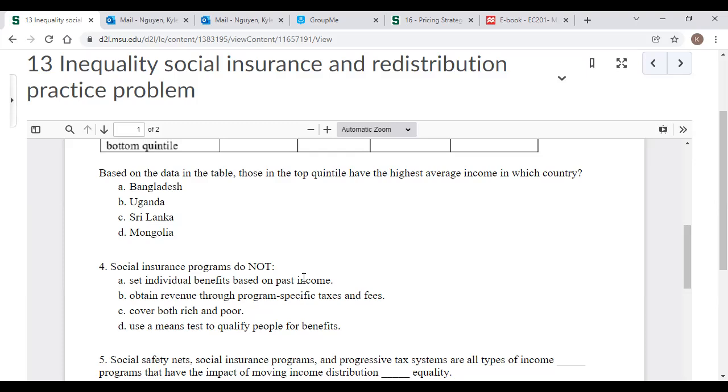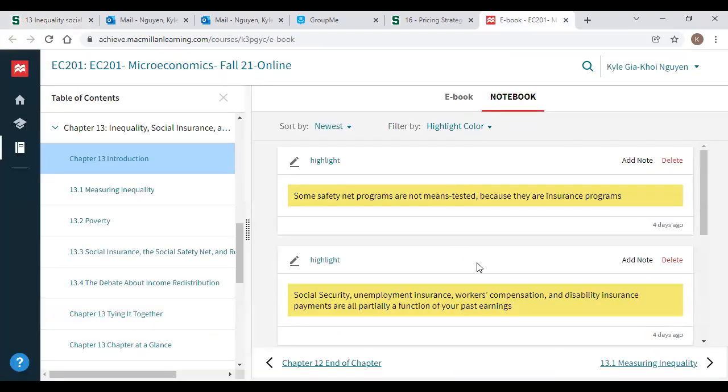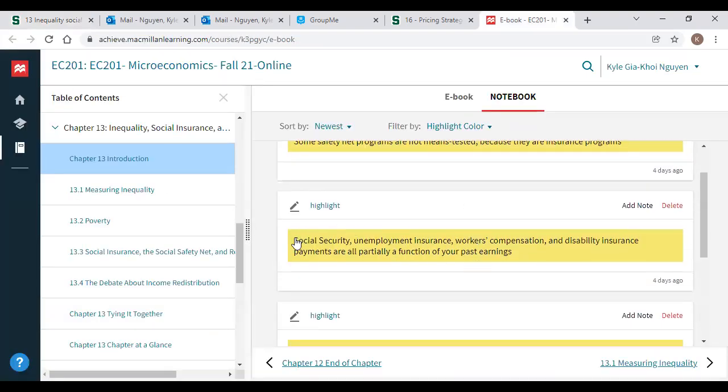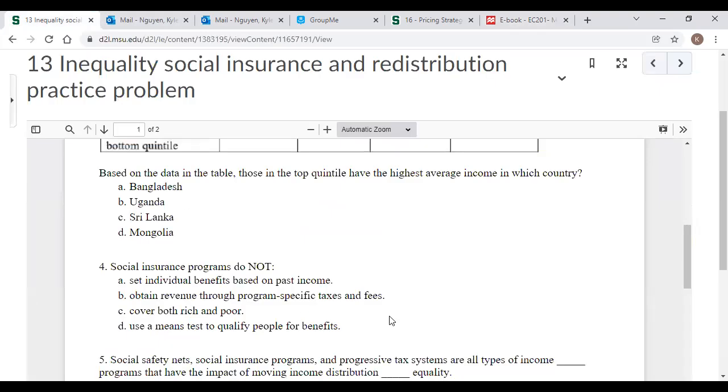But regardless, let's look at some of these answers. Set individual benefits based on past incomes. This is not the correct answer, and I'm actually going to refer to the book on this. You see my highlight right here. It says Social Security, unemployment insurance, workers' compensation, and disability insurance payments are all partially a function of your past earnings. So as we see by that definition, yes, they do set individual benefits based on your past income.